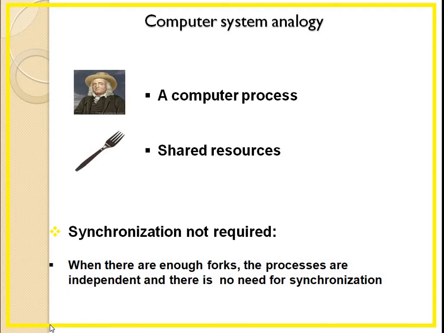Now, from the system perspective, the philosophers are the computer processes and the forks are the shared resources. When there are enough forks, that means when enough resources are available in the system, the processes are independent and there is no need for synchronization. But if some resource is shared among the computer processes, then synchronization is needed.